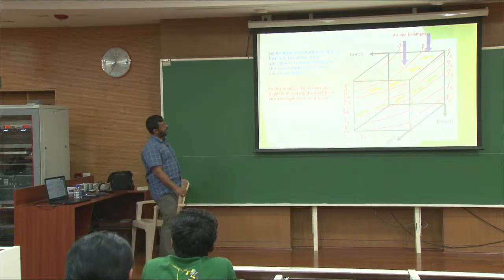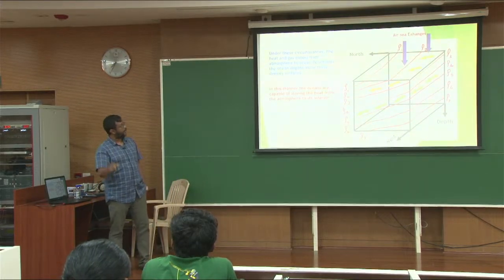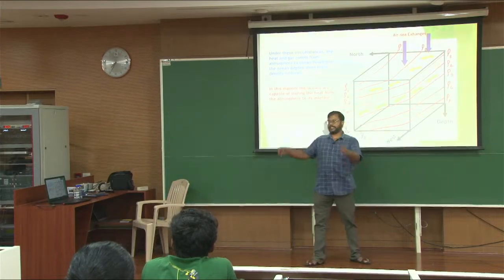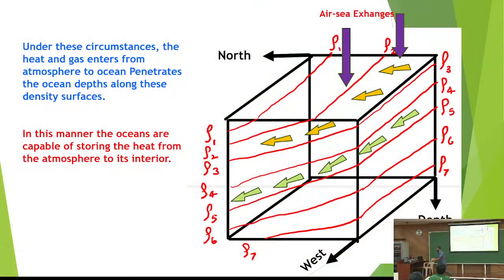So, now let us see. Under these circumstances the heat and gas enter from the atmosphere, the purple arrows, which are vertical arrows, that means the atmospheric information is getting trapped in the surface ocean. It penetrates to depths along these density surfaces. So, in this manner the oceans are capable of storing the heat from the atmosphere in the interior. Tell me how much percentage of man made heat is absorbed by the ocean today? Anybody know that number? I will give you some clue: 10 percent, 30, 50, 80.